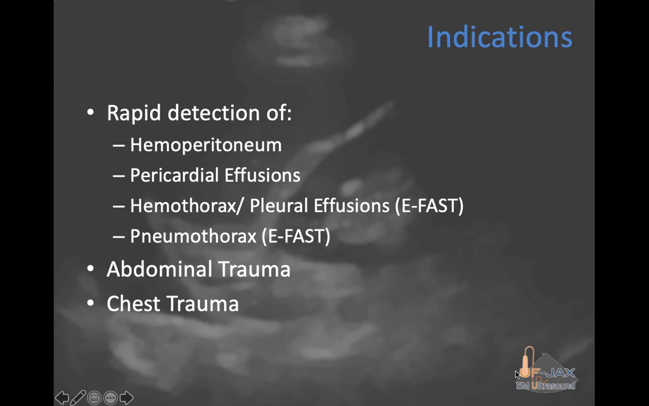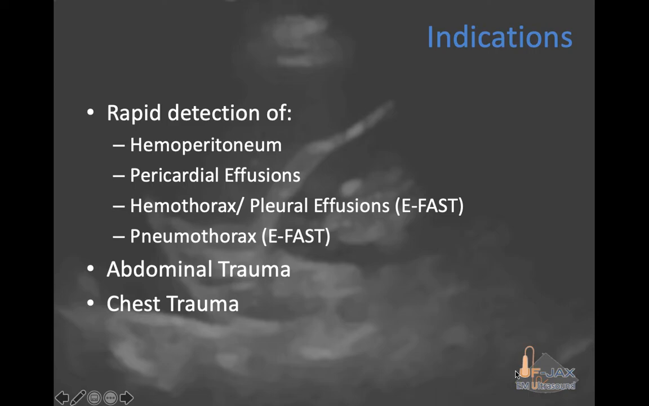The FAST exam is indicated in chest or abdominal trauma to detect hemoperitoneum, pericardial effusions, and pleural effusions, or hemothorax. It is best used on hemodynamically unstable patients to determine if a trip to the OR is necessary. The use of the FAST exam has been extensively studied in blunt abdominal trauma. It has been shown to identify intraperitoneal bleeding caused by solid organ injury.